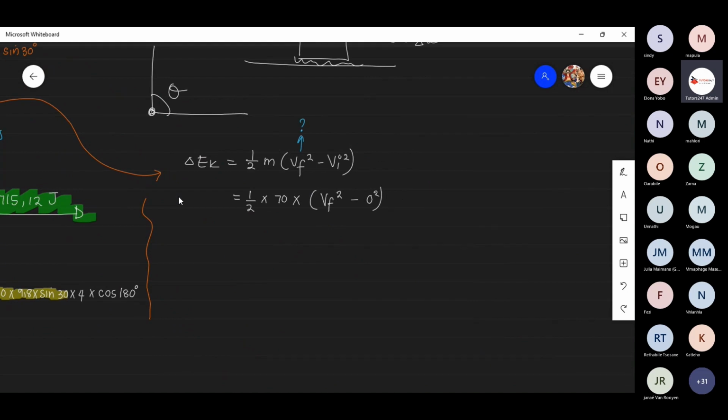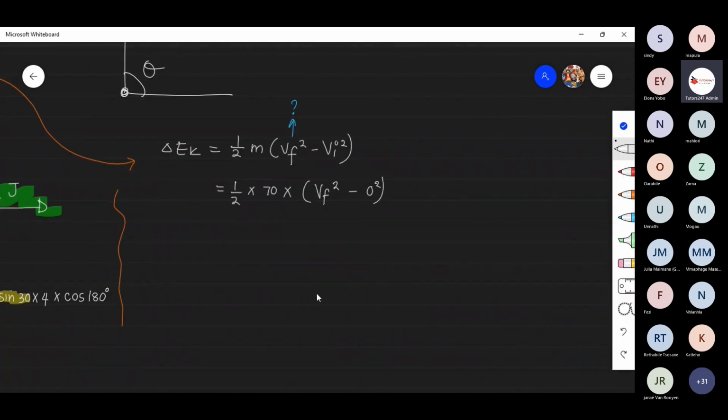So let us simplify this equation. A half times 70 is just 35. Vf squared minus 0 squared is just Vf squared. So that is our change in kinetic energy. Wasn't so bad, right? All we needed to do was substitute the mass and the velocities that we were given, if we had them.